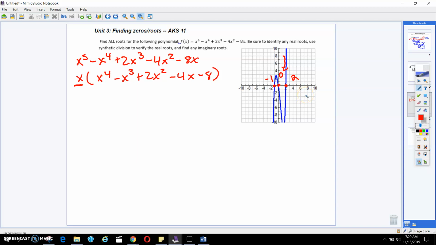So now what we're going to do is we're going to use synthetic division to divide our equation down so that we can figure out what our imaginary roots are. So for instance, you see how we have this -1 right here? We're going to use that guy. So we're going to put him in the little box. And we're going to write out the leading coefficients of this equation. So that's going to give me 1, -1, 2, -4, and -8.